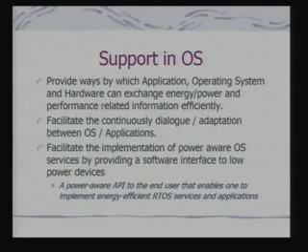So what kind of support do we expect in operating systems for dealing with power? The operating system should have the ability for the application, operating system and hardware to exchange energy, power and performance related information efficiently, because only then can the OS think about power driven scheduling policies. So it should facilitate a continuous dialogue and adaptation between OS and applications.